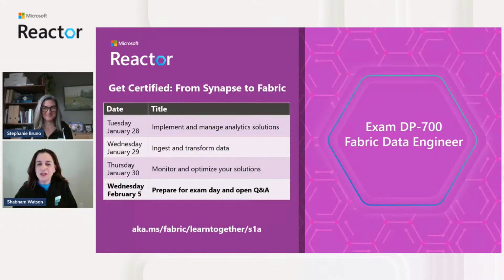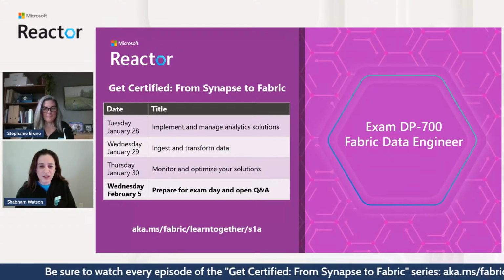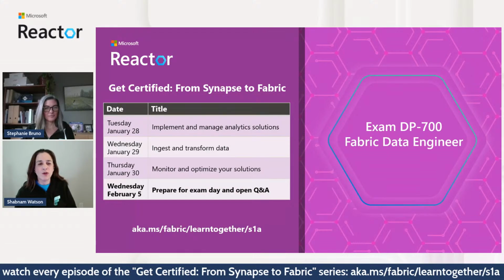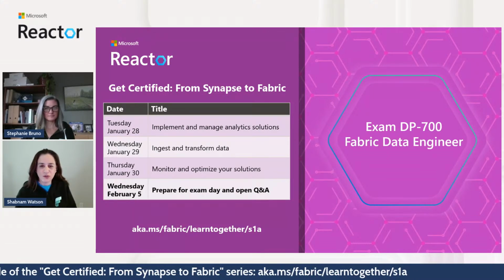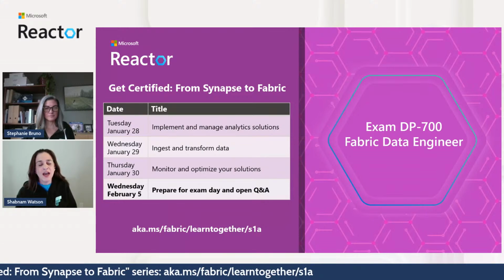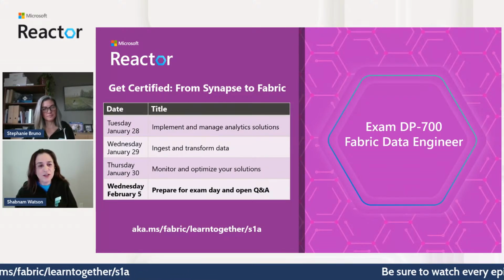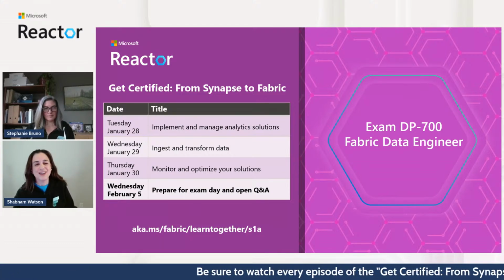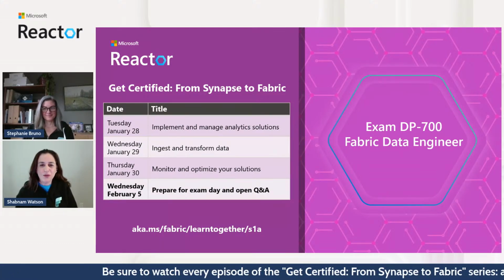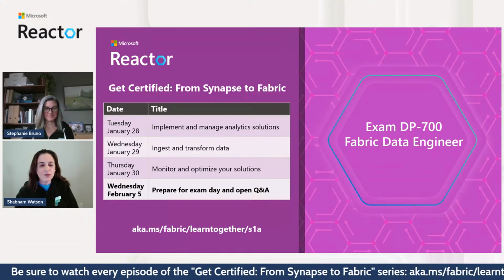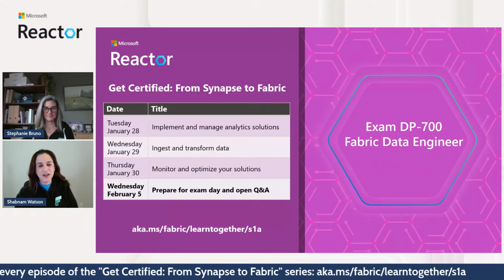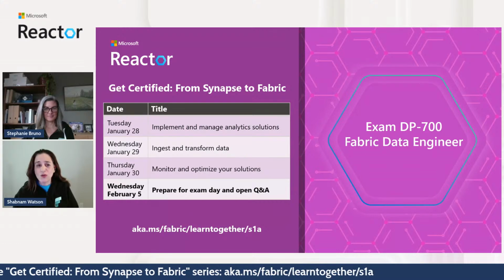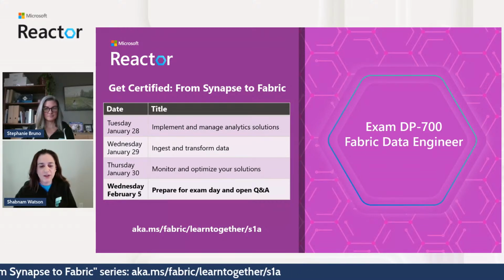This is the fourth and final session of its series that is focused on people who have a background in the DP-203 exam, the data engineering exam, the previous version of it, and now want to go to the DP-700. So hopefully you've watched some of the previous sessions and are familiar with some of the topics. This last one, we're just going to focus on the exam itself and Q&A. These sessions are all recorded, so you can watch them later on as well.